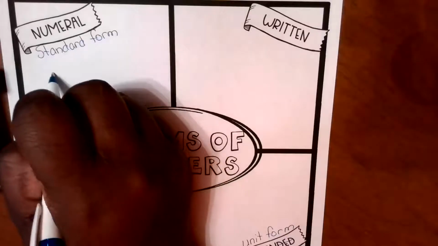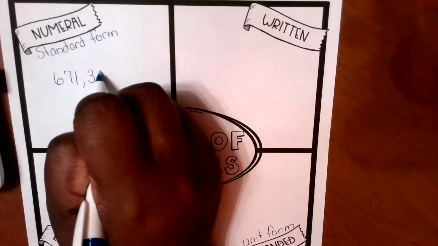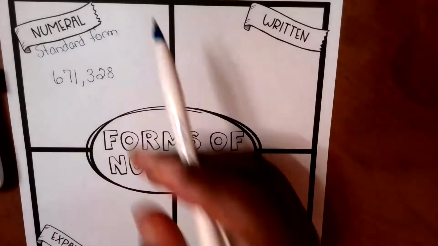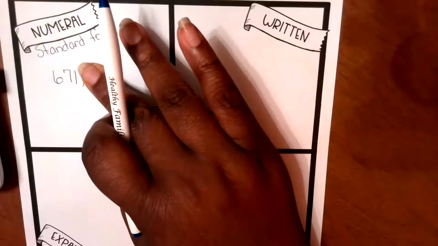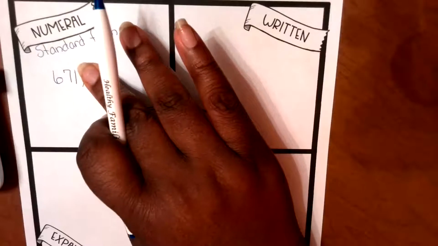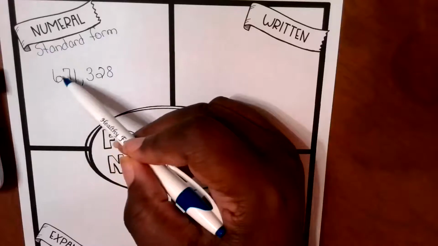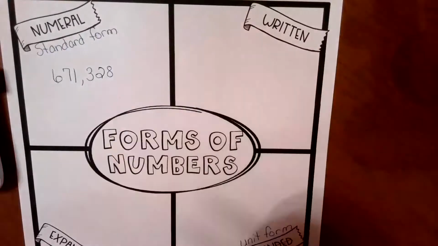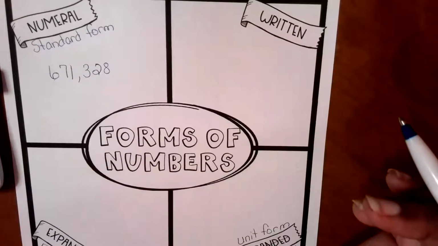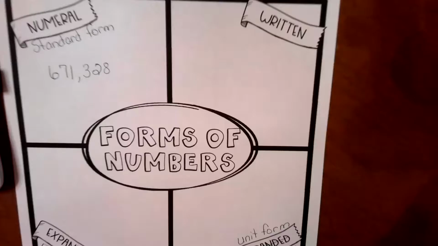So we're going to do the number 671,328. I hope you did not hear me say the word and, because anytime you use the word and, we're talking about a decimal point. So we're going to read this as the first unit of numbers, which is 671, and then the units, which is thousands. So 671,328.